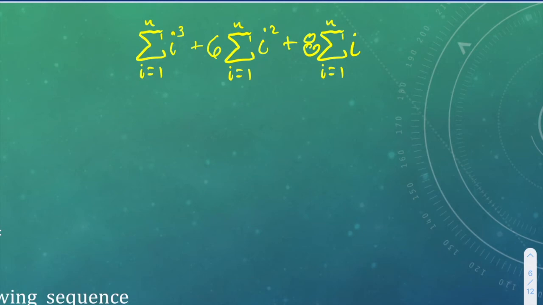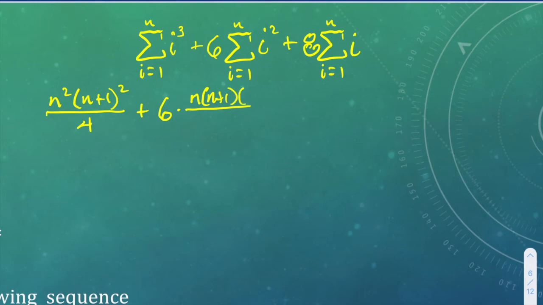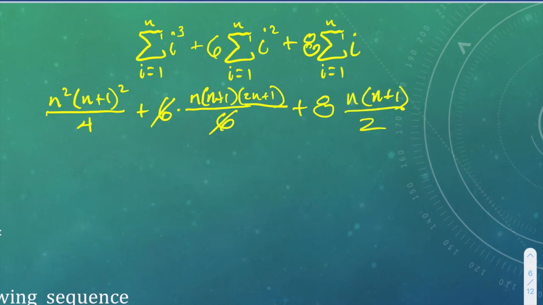So we have I to the third, and we know that when we evaluate that sum, it's going to look like this: n squared times n plus 1 squared over 4, plus 6 times n times n plus 1 times 2n plus 1 all over 6. So those 6's actually cancel. Plus 8 times n times n plus 1 over 2. And that 2 cancels with the 8, and that becomes 4.